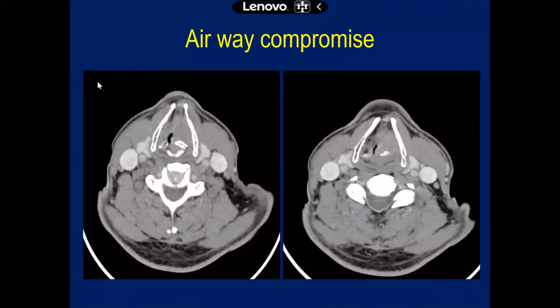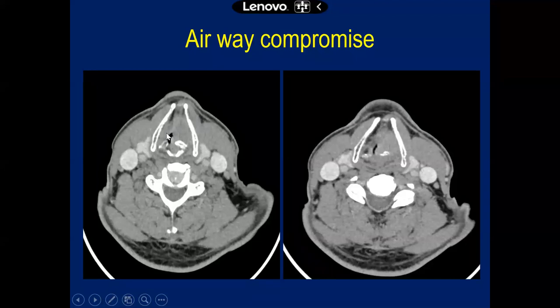Now, same picture. This is at the level of the true vocal cord, and you will see airway compromise is there. And the left paraglottic fat is obliterated by the tumor. You can see an enhancing lesion there. This is at the level of the supraglottis. So in the same patient, supraglottis and glottis. So it is a T3 disease.